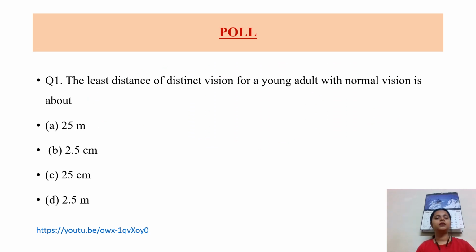Okay students, so there is a question for you. The least distance of distinct vision for a young adult with normal vision is about. I have told you how close things I can see. I can see things at a distance of 25 centimeters from my eye. So it is 25 centimeters. You should know that. And you also need to write your answers in the chat box. Now let's see further.